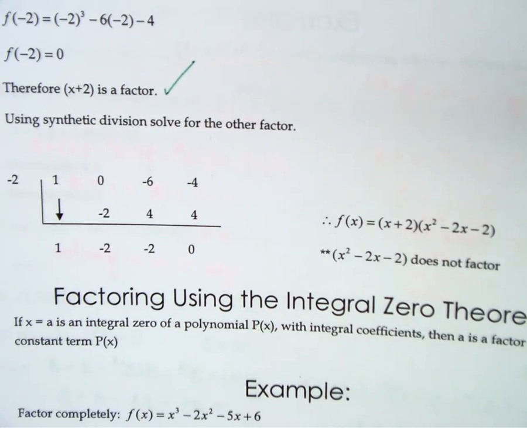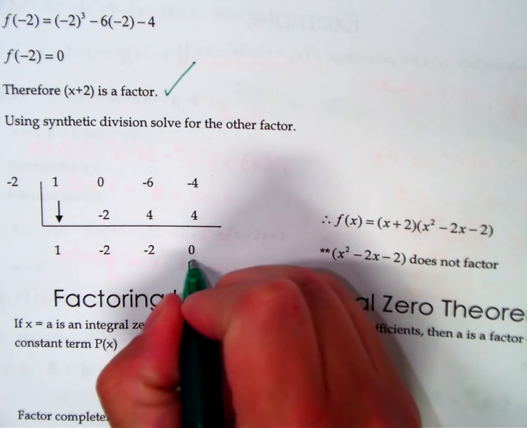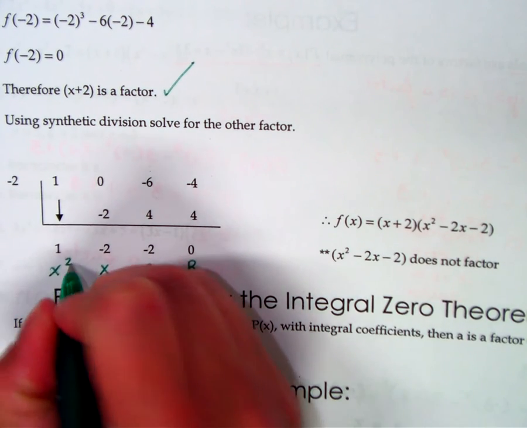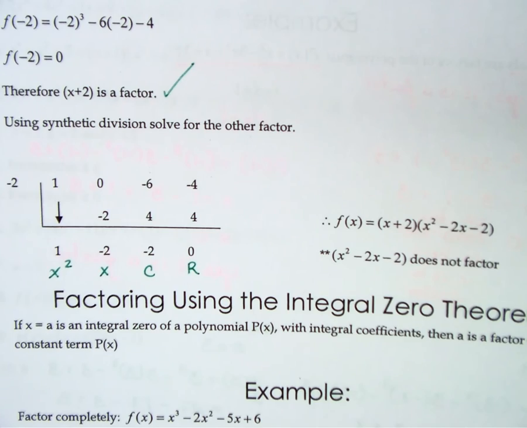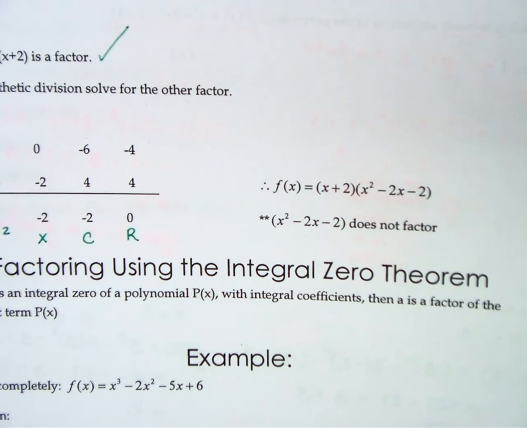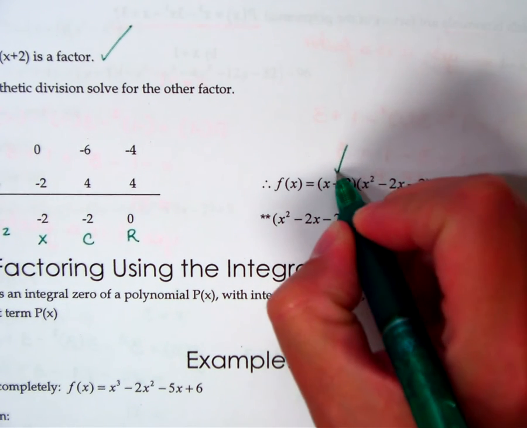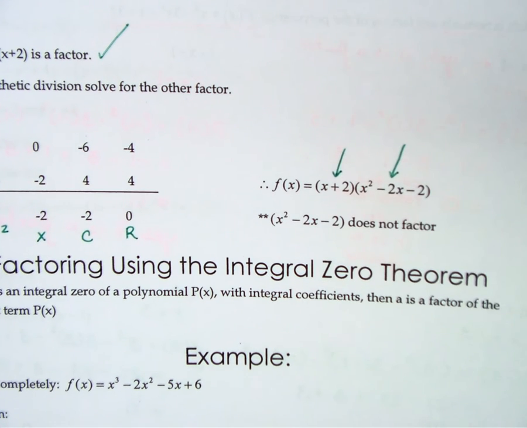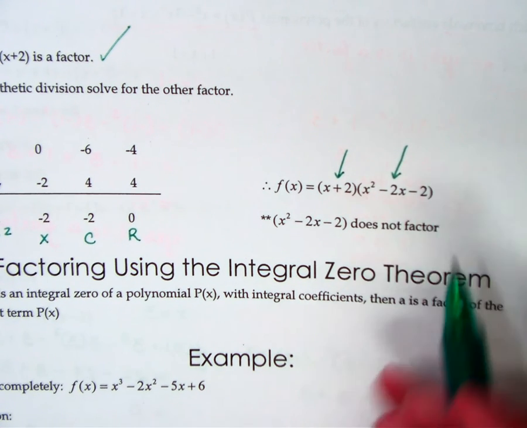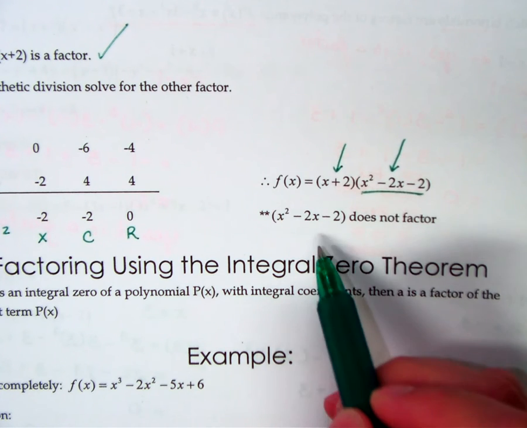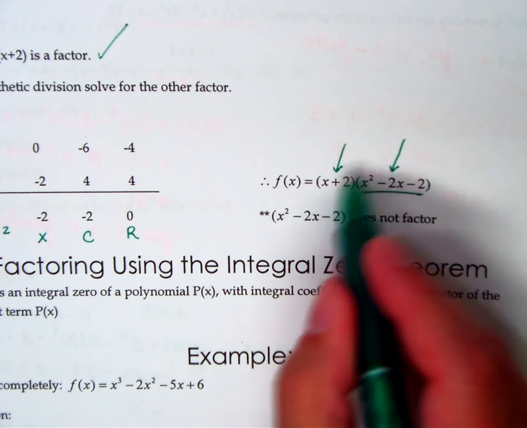And then what's left over is there's my remainder, there's my constant, there's my x squared. I think we did this the other day, didn't we? But we fully factored it. So there's the one we found using the remainder theorem, and there's the quotient that we found using the synthetic division. We can't go any further than that because this one doesn't factor, so this would be fully factored.